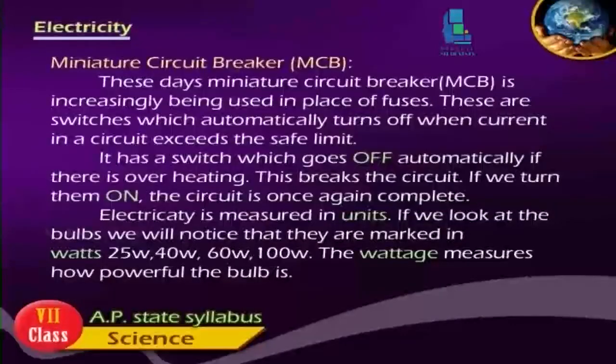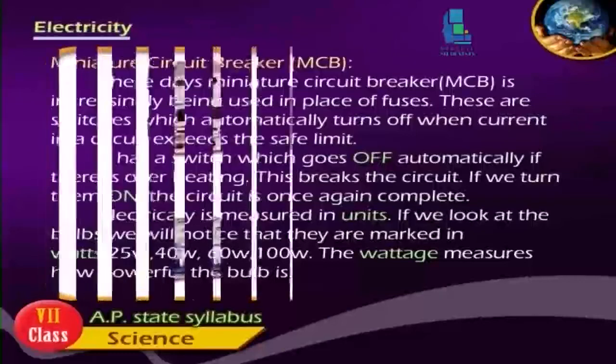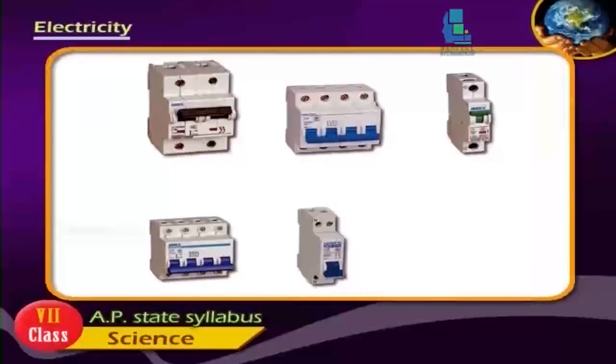Miniature circuit breaker (MCB). These days, miniature circuit breaker is increasingly being used in place of fuses. These are switches which automatically turn off when current in a circuit exceeds the safe limit. It has a switch which goes off automatically if there is overheating. This breaks the circuit. If we turn them on, the circuit is once again complete.